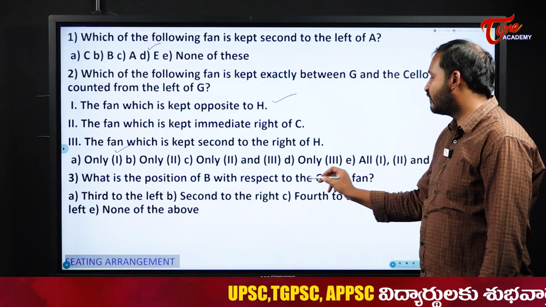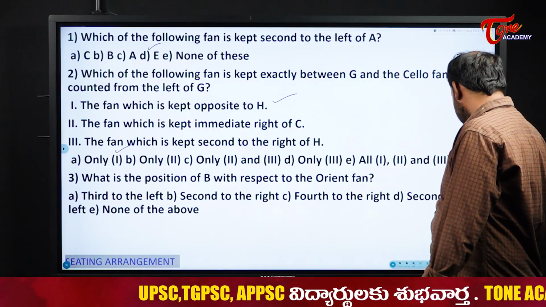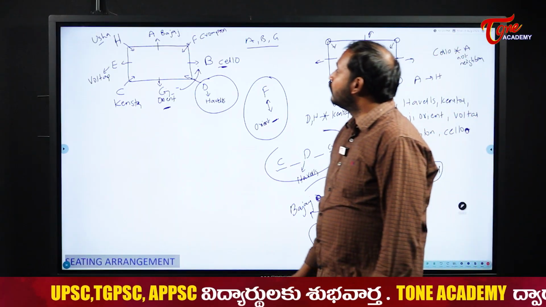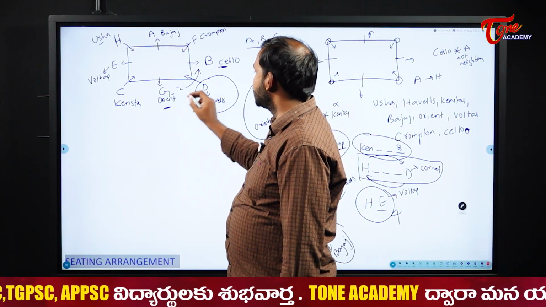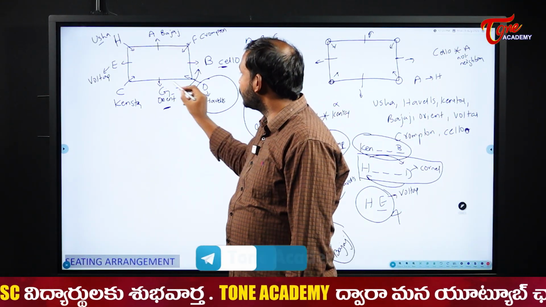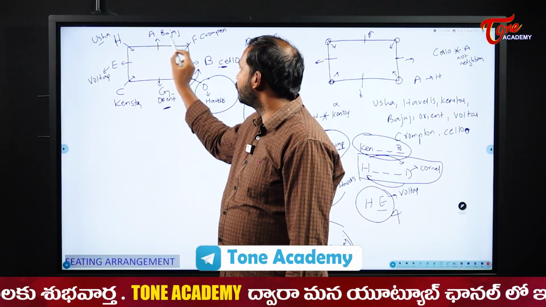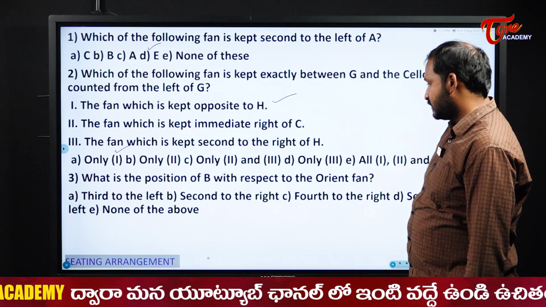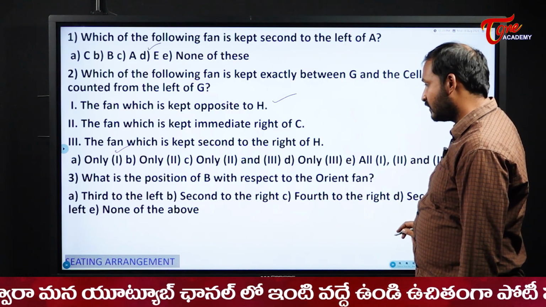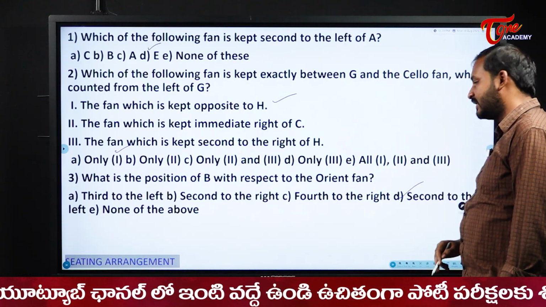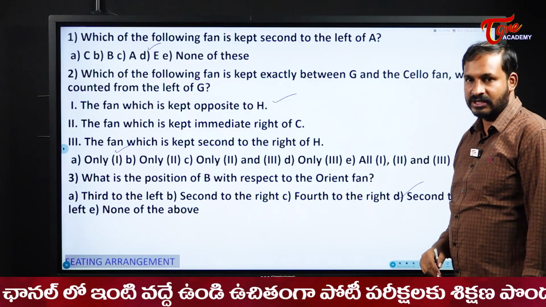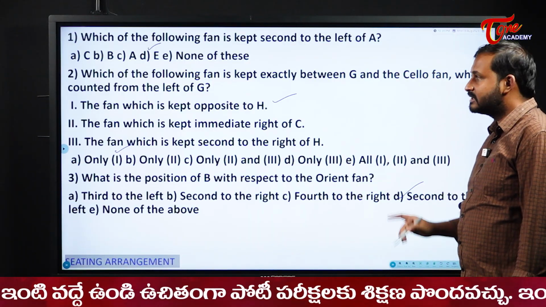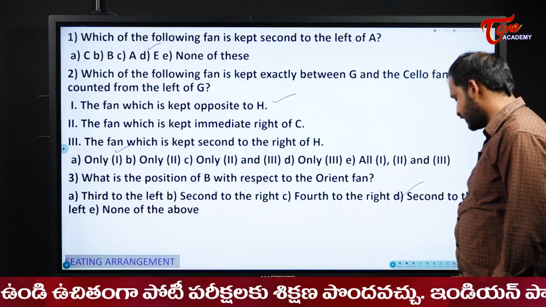Next, what is the position of B with respect to the orient fan? B with respect to orient fan. Second left or 1, 2, 3, 4, 5, 6th right. Second to the left. Option D is the correct option for us here. Okay. This is how we need to check in and outward cases.